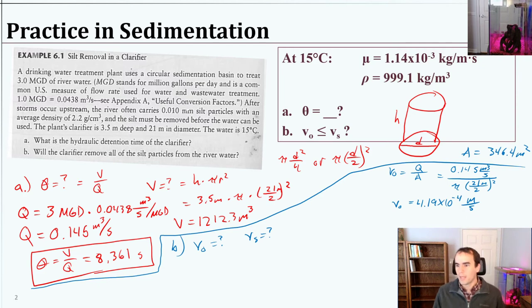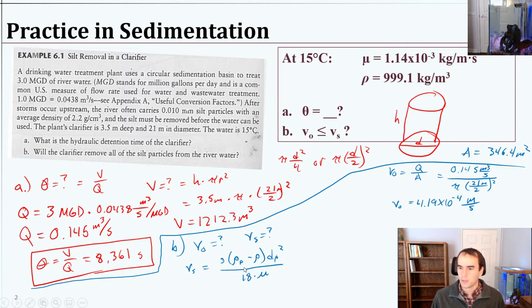Okay, so with that, coming back to part B, now that we've corrected part A, we have V naught, and now we need Vs. And so with Vs, we have to remember the equation that we derived last time regarding the sedimentation velocity given the different parameters about the particles themselves. So if you recall, we had the acceleration due to gravity, and then we had essentially the difference, and this is where the buoyancy is coming in, the difference between the density of the particle and the density of the water. So we have the density of the particle minus the density of the water times the diameter of the particle squared divided by 18 times the dynamic viscosity of water.